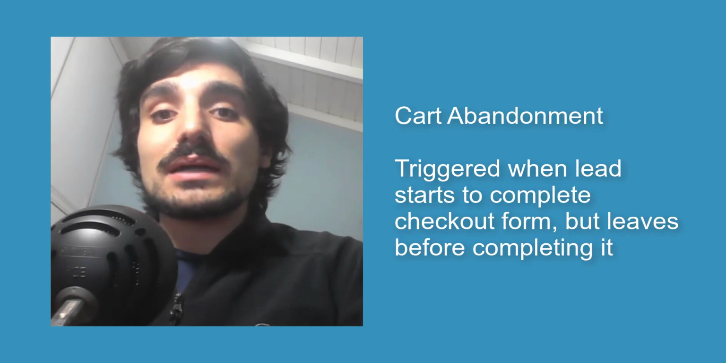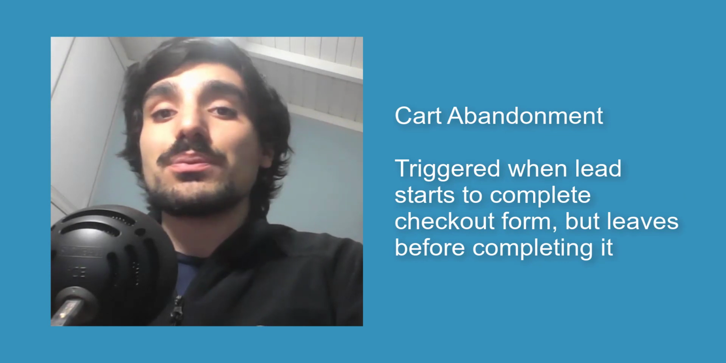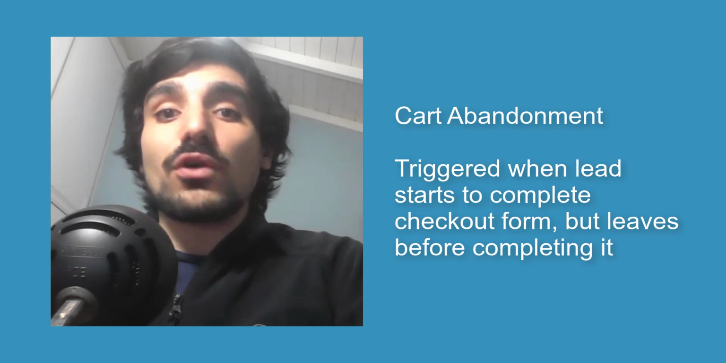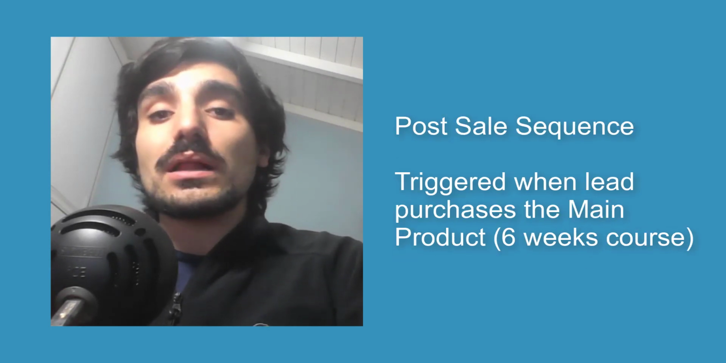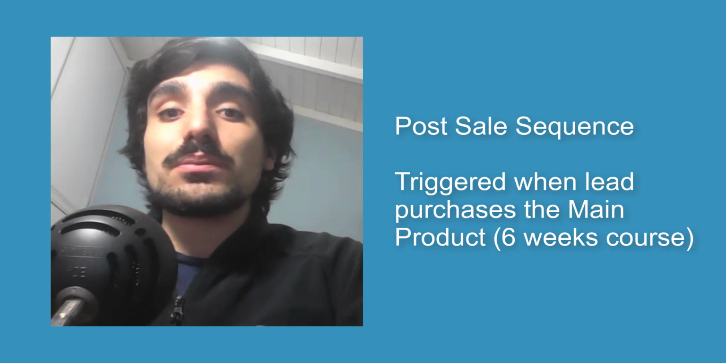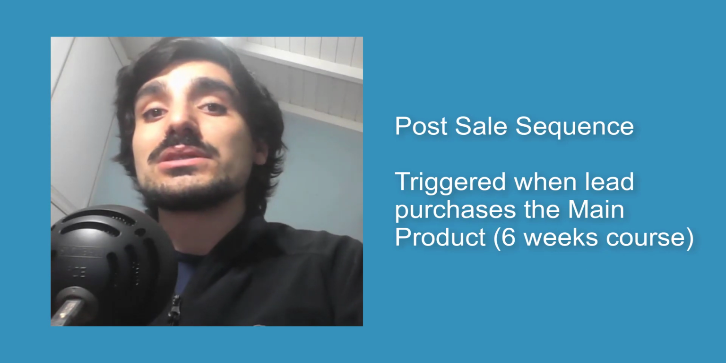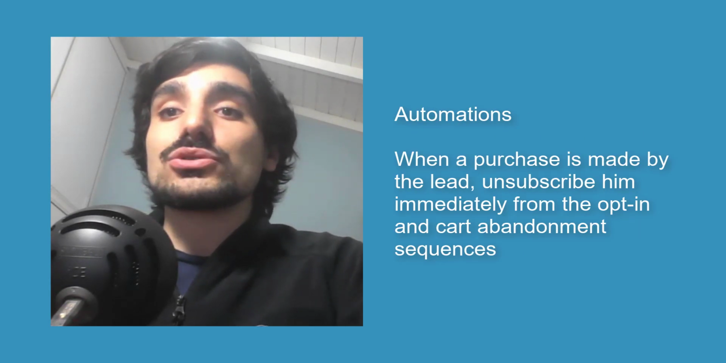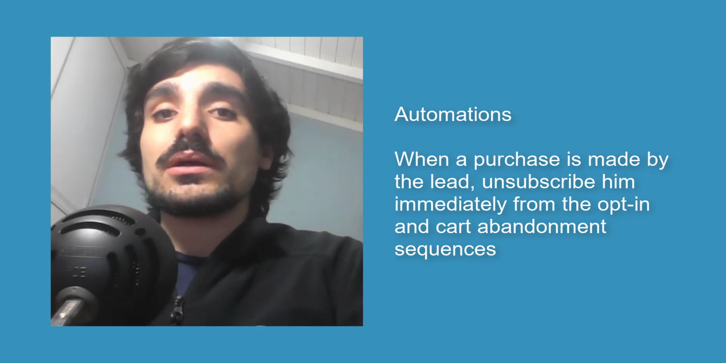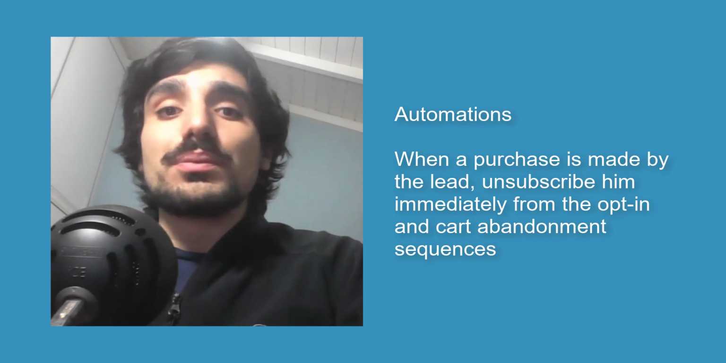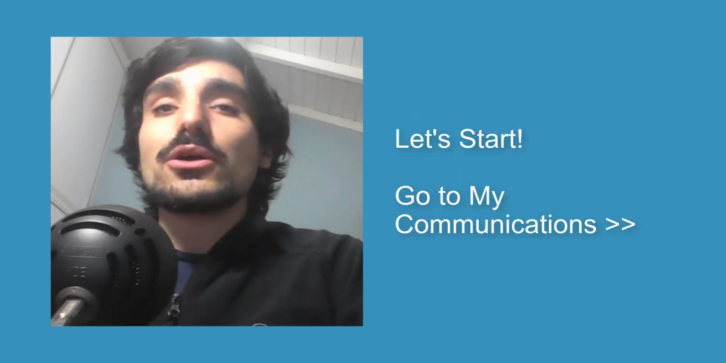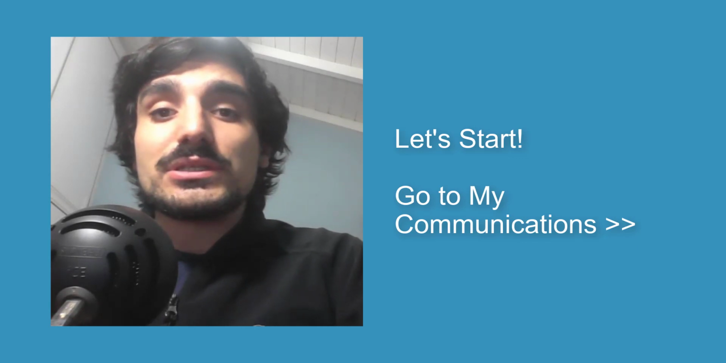Then we are creating the cart abandonment sequence that is for people who started their purchase process but left the cart before completing the order, and the post-sale sequence, which is triggered after a lead purchased a product from us. In this case, it's the main product, the course of 6 weeks. And to finish this video, I'm going to create an automation so that the sequences do not overlap each other. If a lead purchases a product, they will be automatically unsubscribed from the opt-in or the cart abandonment sequence. So let's hop right into my communications and see how a sequence is created.